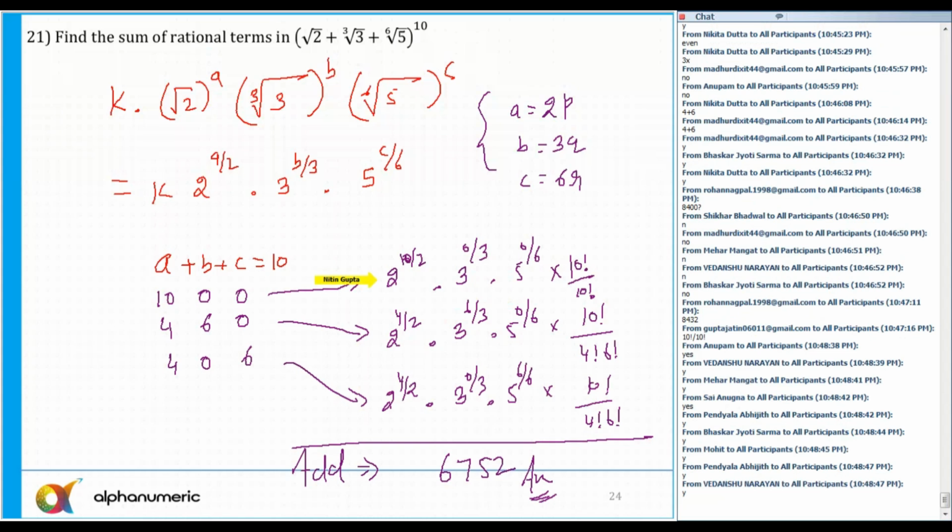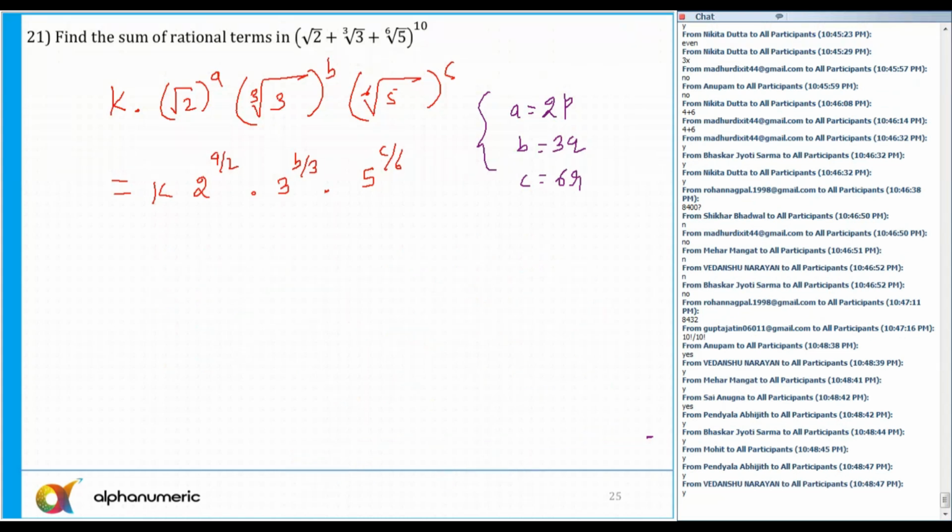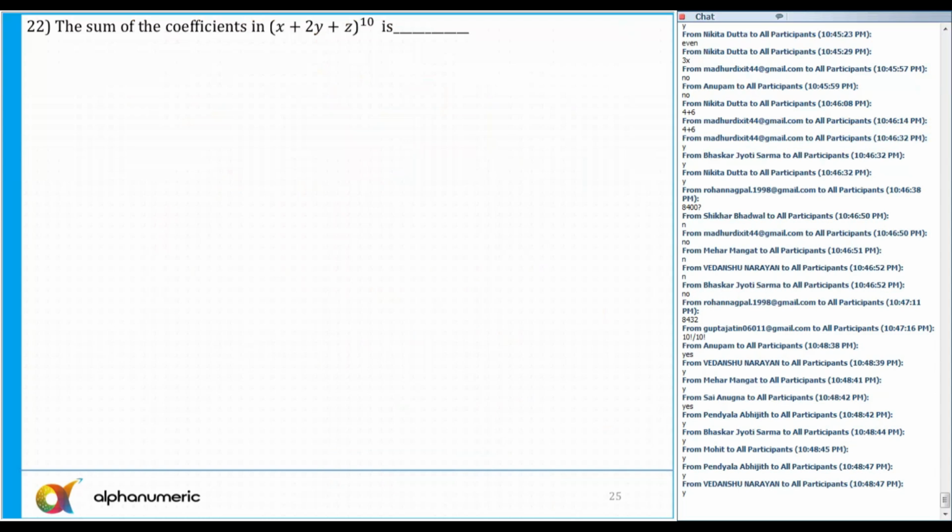Now try this. There are two more questions. They are very easy. Find the sum of coefficients in x plus 2y plus z raised to power 10. What is the sum of all the coefficients here?